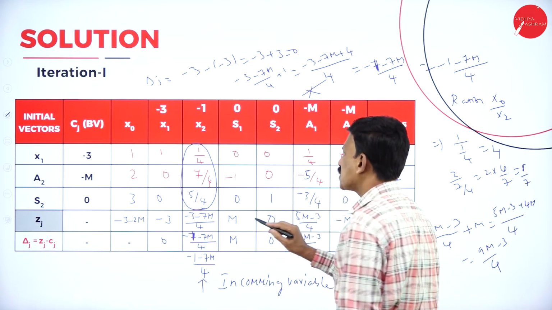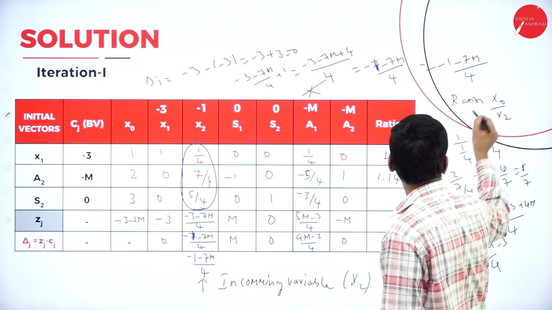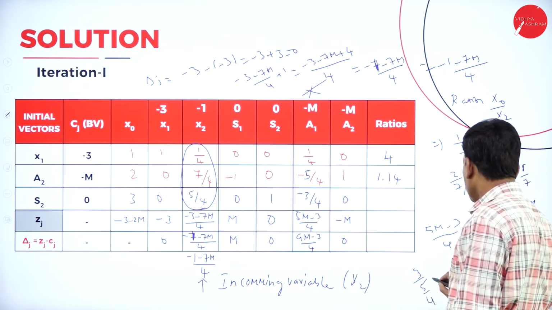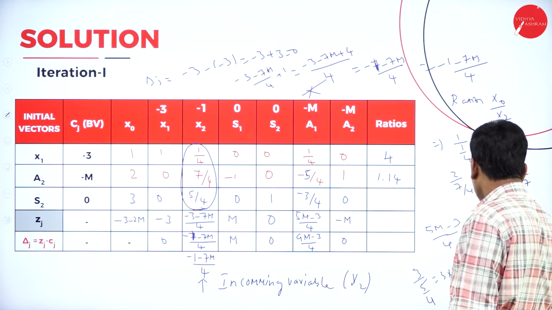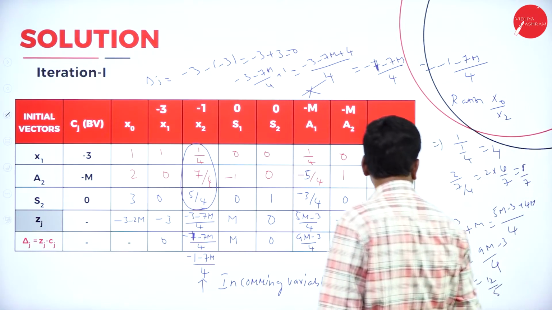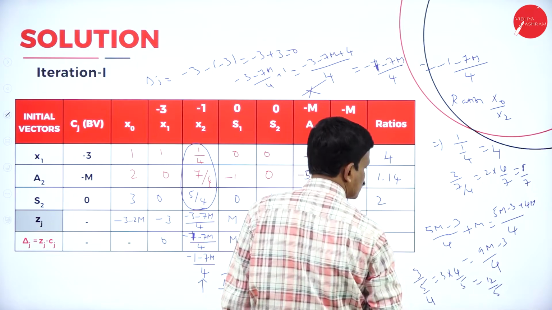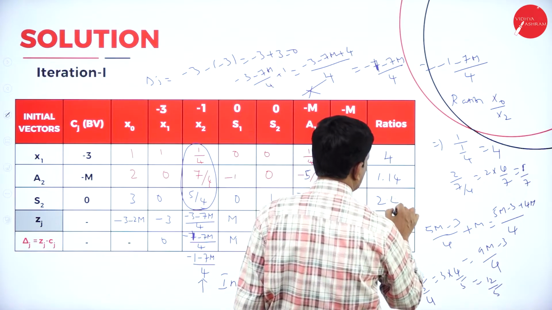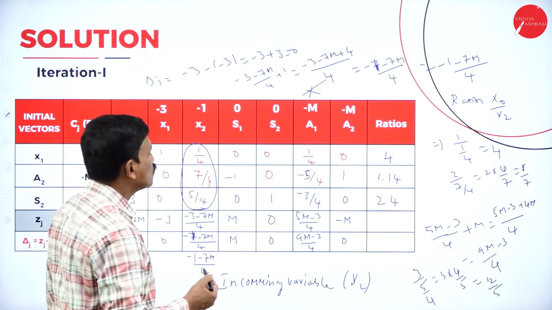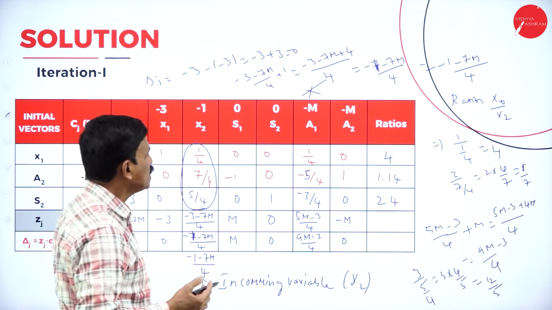1.14. Next, 3 divided by 5 by 4, that is nothing but 3 into 4 by 5. 3 4s are 12 by 5. 12 by 5 means 5 2s are 10, 2.4. Now what are the ratios? 4, 1.14 and 2.4. Now identify the least positive.